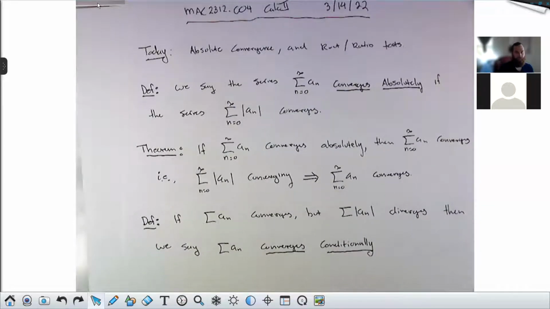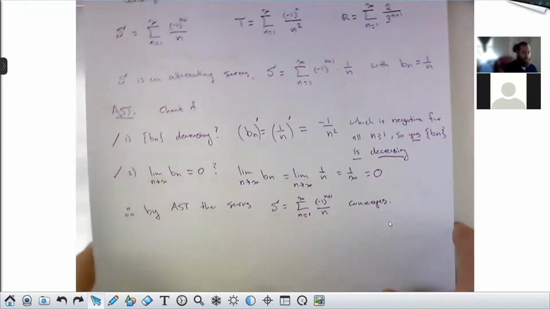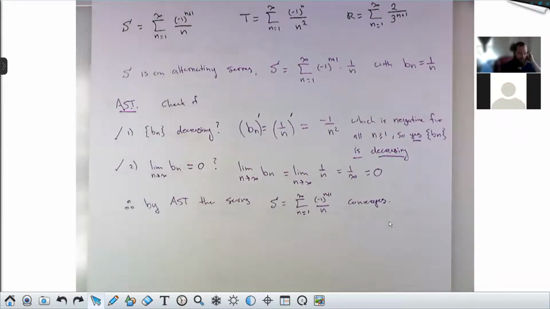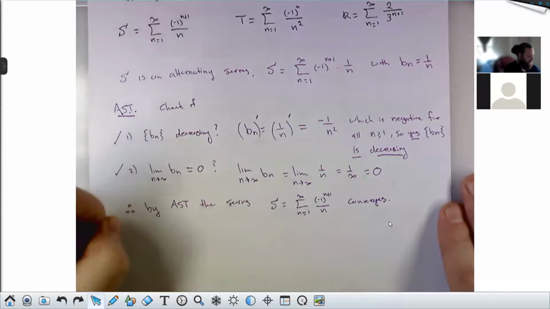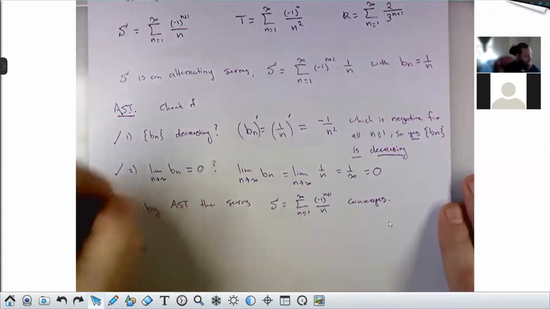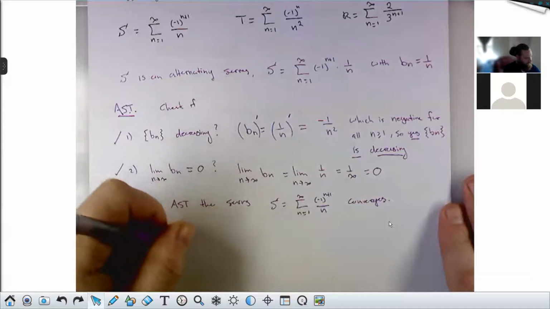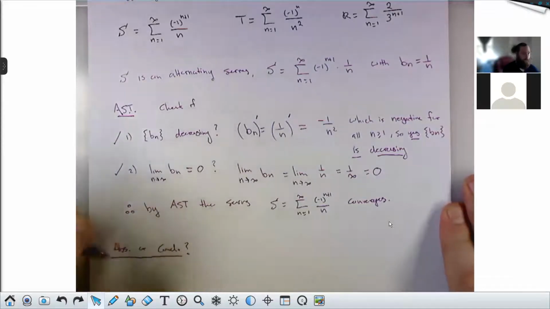All right, back at our definition here. The series converges absolutely if the new series you get by taking absolute value inside converges, and converges conditionally if that new series you get by taking absolute value inside diverges. So now that we know S is convergent, we need to figure out whether that convergence is absolute or conditional. So I'll just say absolute or conditional, abs or cond.